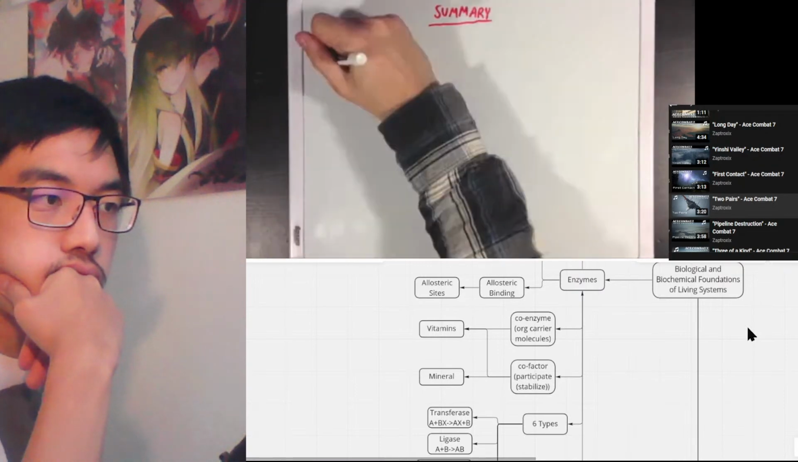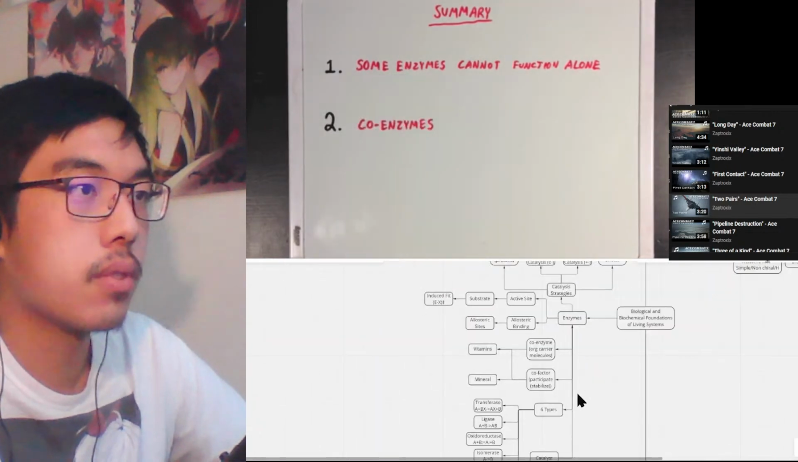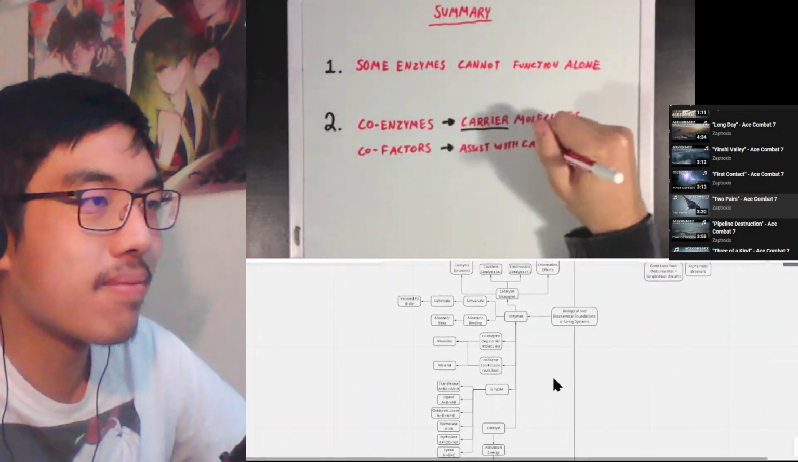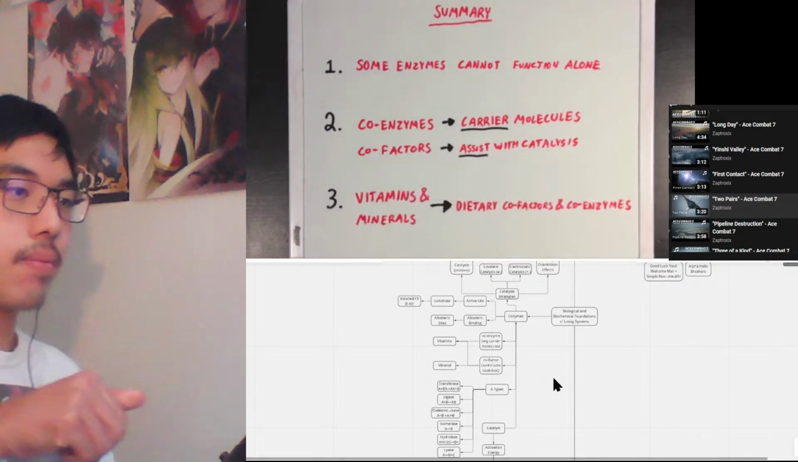So, what did we learn? Well, first we learned that not all enzymes are able to function alone, and some need help. Next, we learned about coenzymes, which usually act as carrier molecules, and cofactors, which directly assist with the catalysis the enzyme is doing. And finally, we learned that vitamins and minerals generally refer to dietary cofactors and coenzymes.